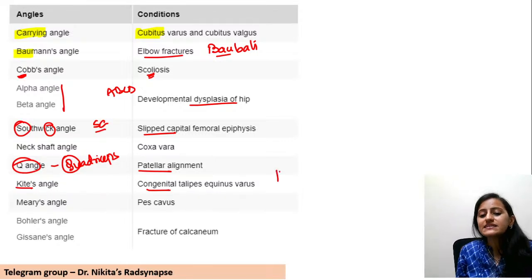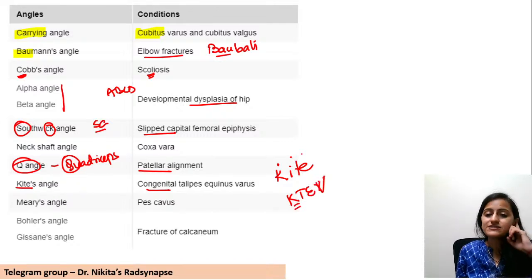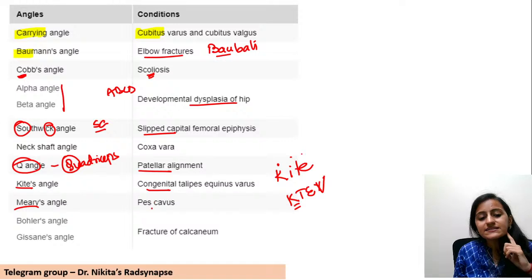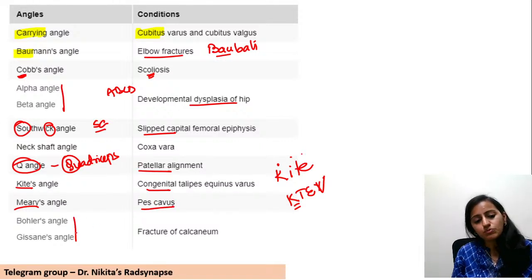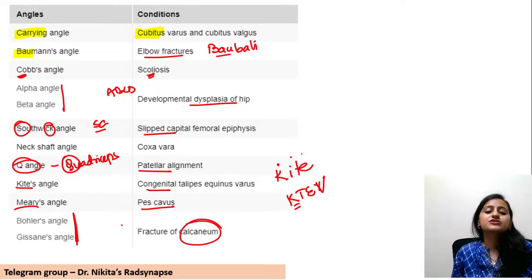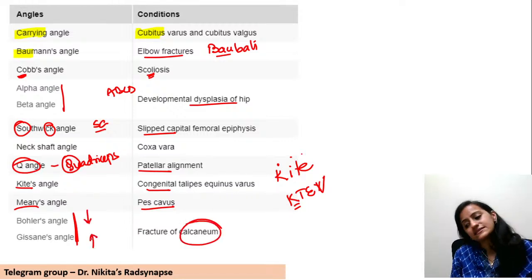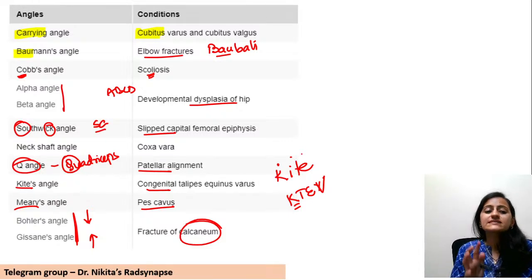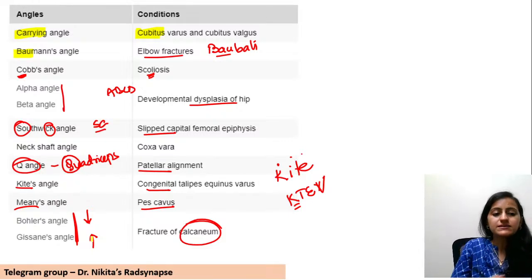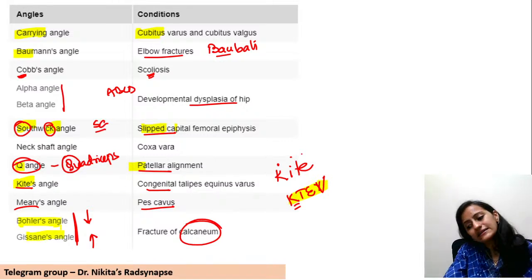Kite angle is for CTEV. Remember kite, that is KTEV, that is your CTEV. That is your Kite's angle. Mary's angle is pes cavus. Bowler's and Gisane's, that is your calcaneum. Bowler decreases, Gisane's increases. So these are the various angles that you should remember. Southwick is your SCFE. Q is your patella. Kite is your CTEV, and you have Bowler's and Gisane's.